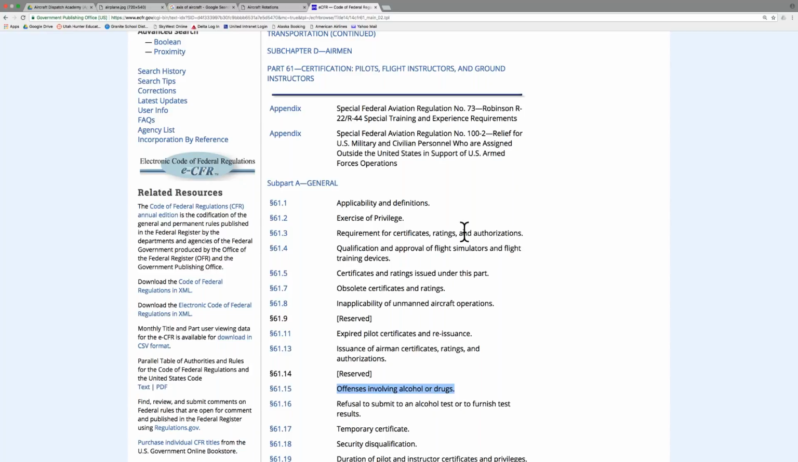So that's the other thing that dispatchers have: resources at our hands to help us with the burden of dispatching. We talk about the safety of the flight.